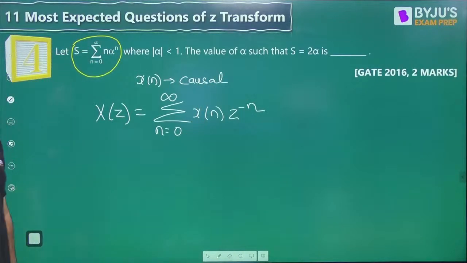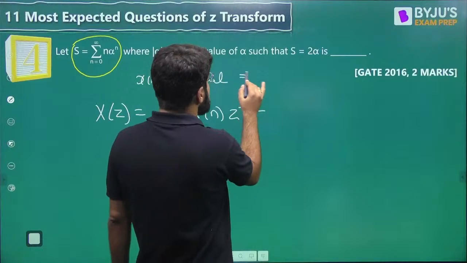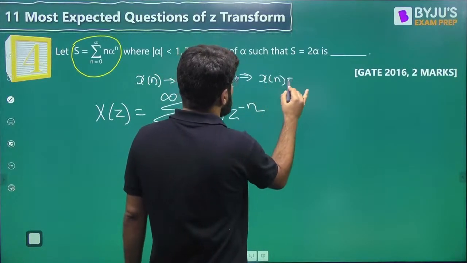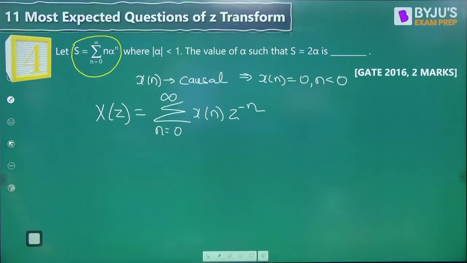Let's take xn as causal, and we know causal sequence. What is the meaning of causal sequence? xn will be equal to 0 for n less than 0.